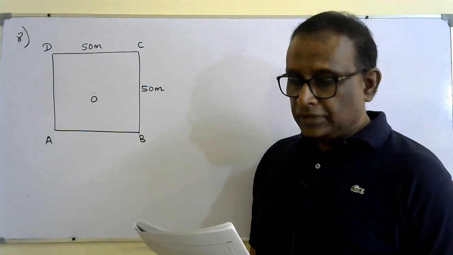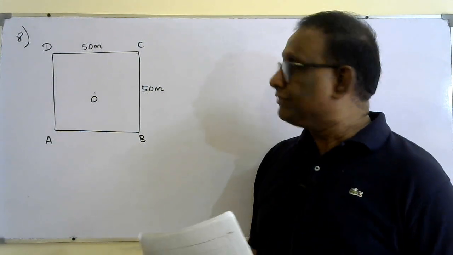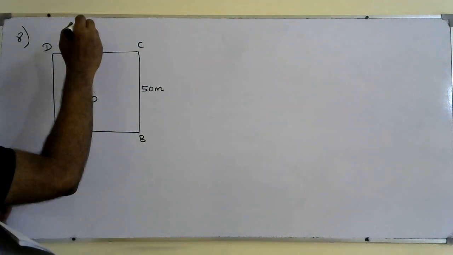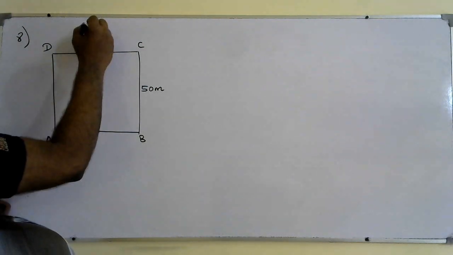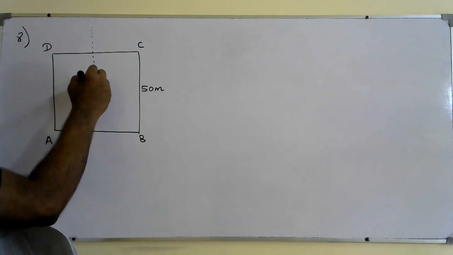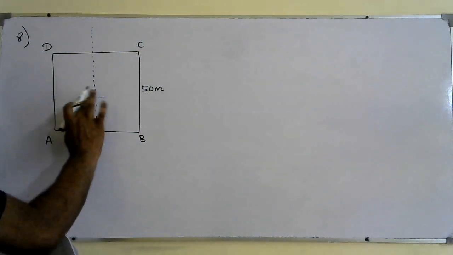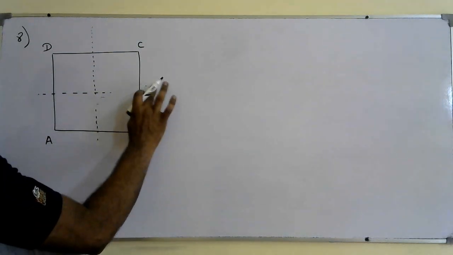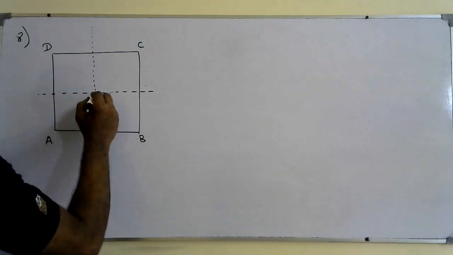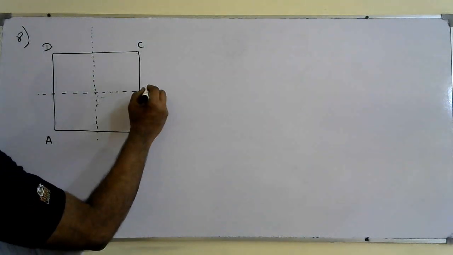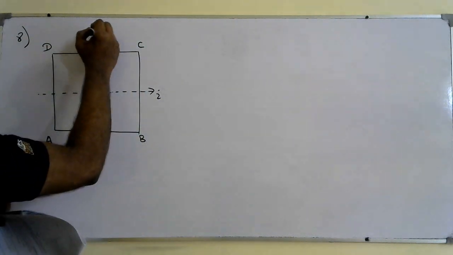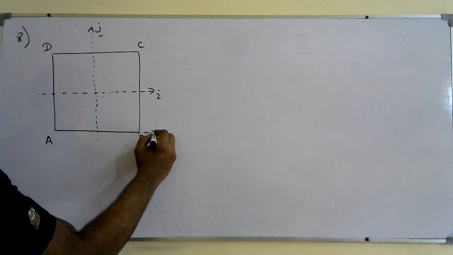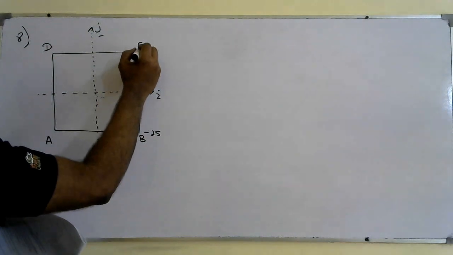All position vectors are given relative to O. So O is the origin. So I can imagine a coordinate axis like this. This is the origin, O is the origin. So that means this is i, this is j. This length is 25, means this is going to be minus 25. This is going to be plus 25.